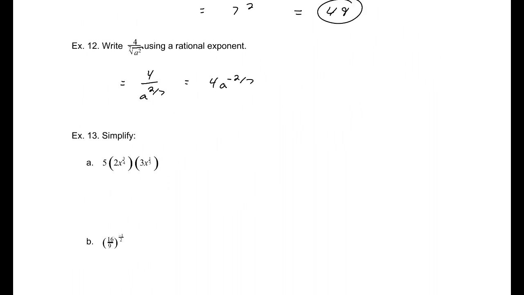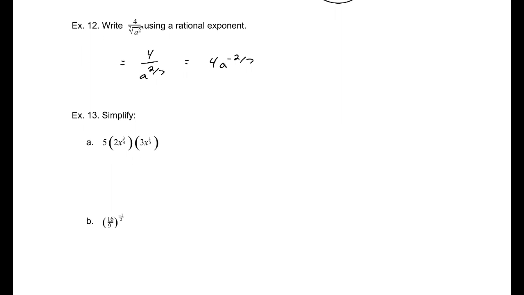All right, our last example, example 13, simplify. We're going to use our exponent properties here. We will multiply all of our coefficients here, so 5 times 2 times 3, which will give us a 30. And then x to the 3/4 plus 1/5. So that's our exponent property. It says when we're multiplying, we can add our exponents. Now that is 19/20. So 30 x to the 19/20.